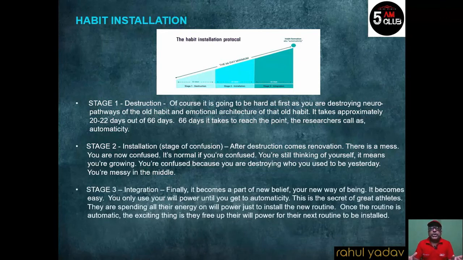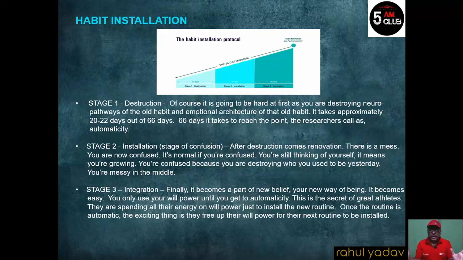Finally, it becomes a part of your new belief. You are new. You are on your new way. Something new is going to happen. It becomes easy once you use your willpower until you get to the automaticity. This is the secret of great athletes. Great athletes use this protocol to install new habits. They spend all their energy on willpower just to install the new routine.